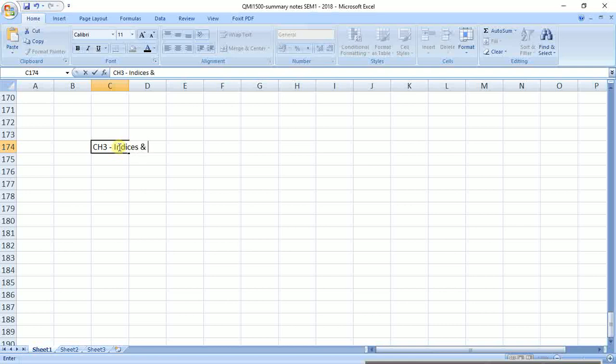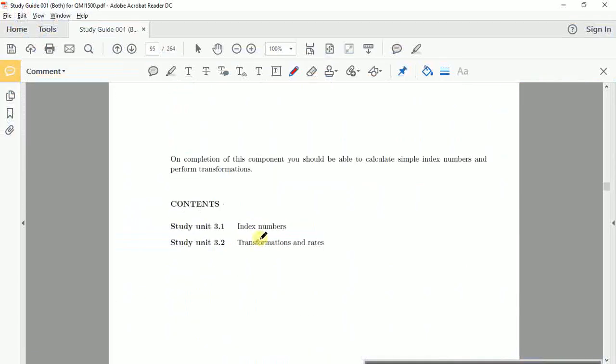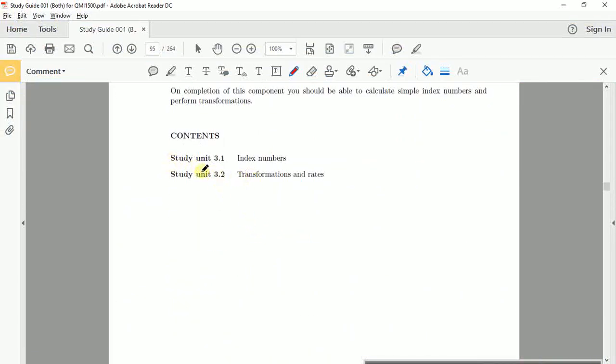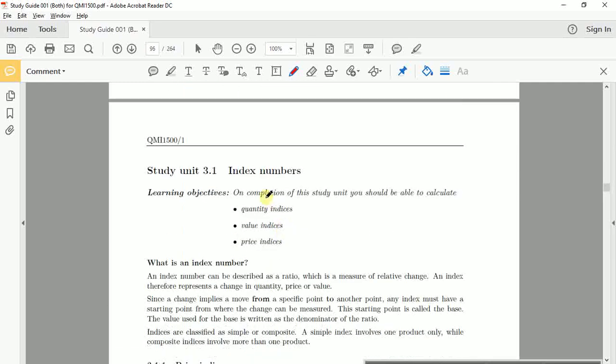Indices and transformations. It's only 2 chapters or units, 3.1 and 3.2. The first is looking at index numbers.